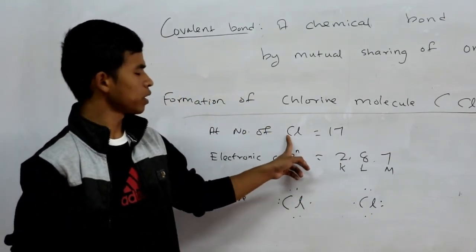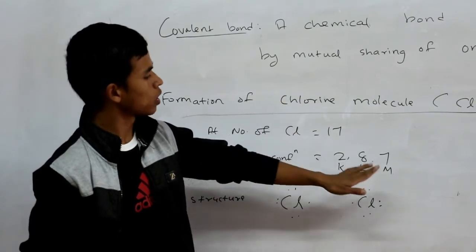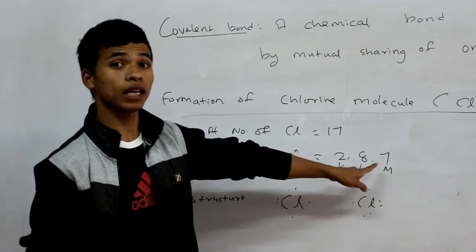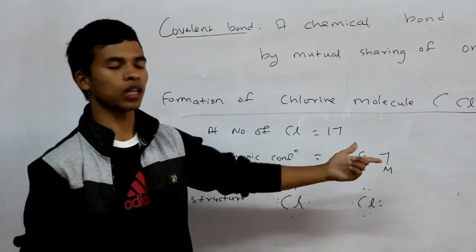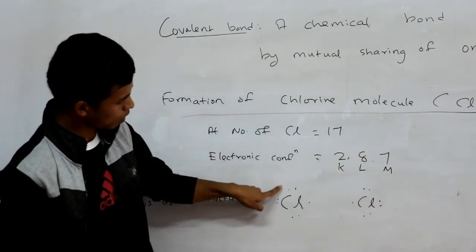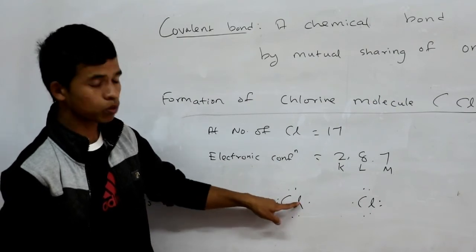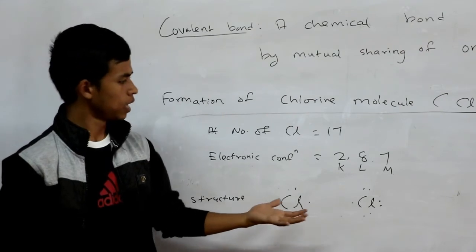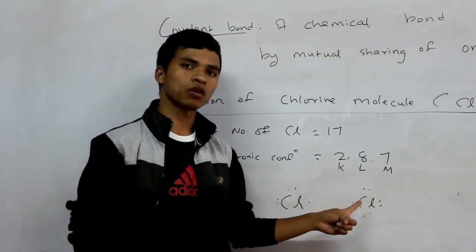See, for chlorine to be stable, it has to complete the octet structure. That is, it must have 8 electrons in the outermost shell. And this chlorine atom has 7 electrons in the outermost shell. It needs 1 more electron so that it will become 8, and the same thing goes for this chlorine atom.